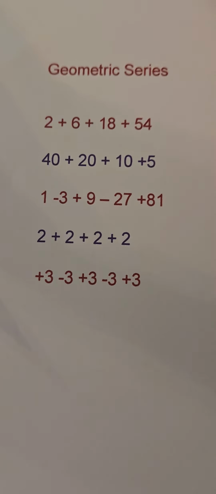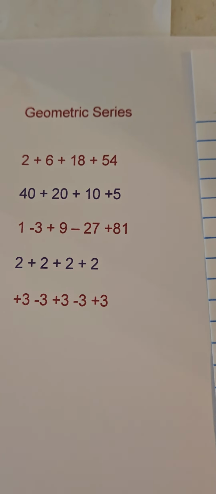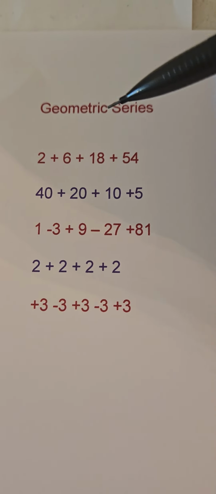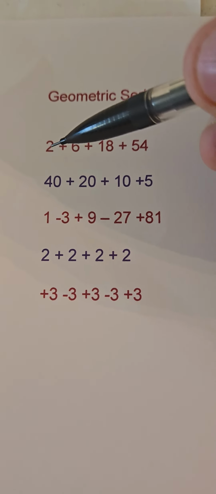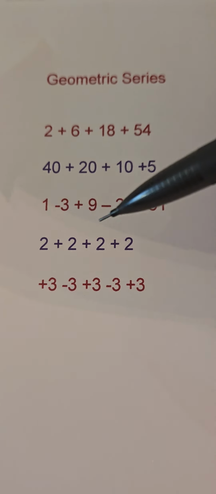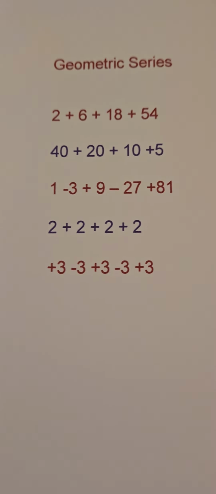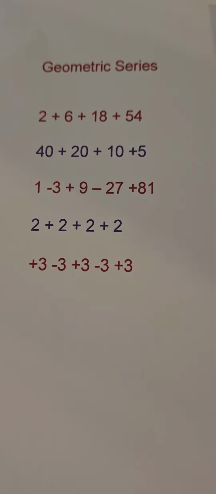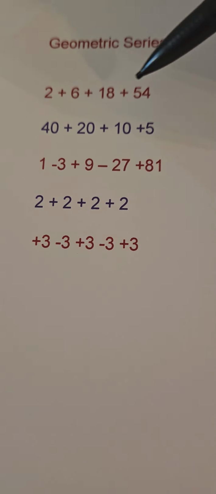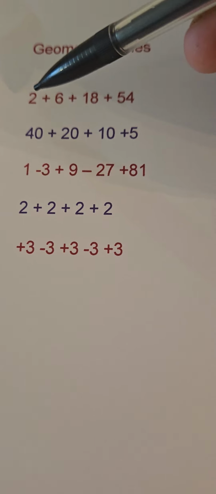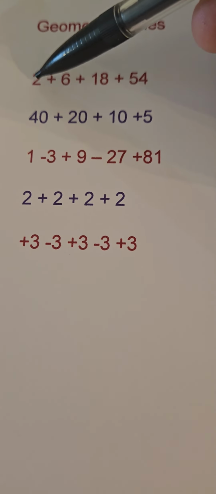What we have in front of us is rows of numbers. These are called geometric series. The fact that it's not random, that they all follow a pattern, is what makes them a series. Now, each pattern has something in common, and that's you're always multiplying by the same number.